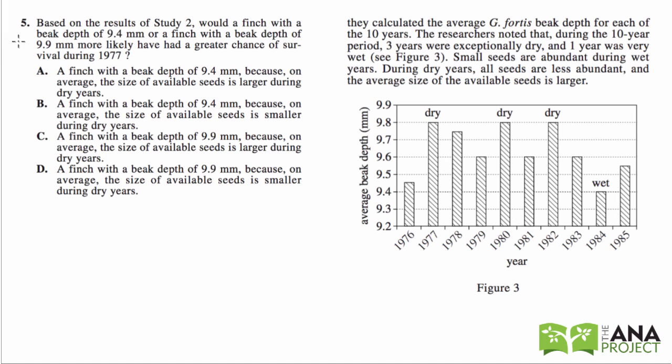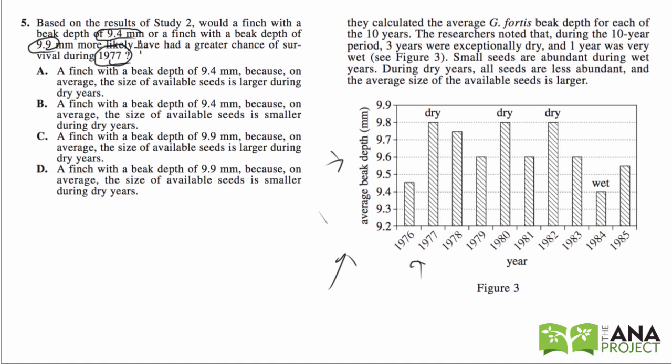So let's get started. Based on the results of study 2, would a finch with a beak depth of 9.4 millimeters or a finch with a beak depth of 9.9 millimeters more likely have had a greater chance of survival during 1977? So the clues I can get here is we have a year, 1977. So if you look at your experiment, that points to only one chart, which is figure 3. And then also they're giving beak depths comparing 9.4 millimeters and 9.9 millimeters. And this chart has both the years and the average beak depth. So let's read the answer choices.